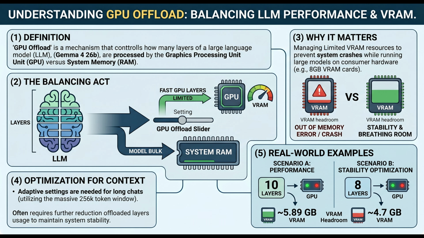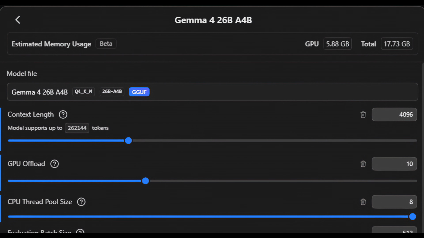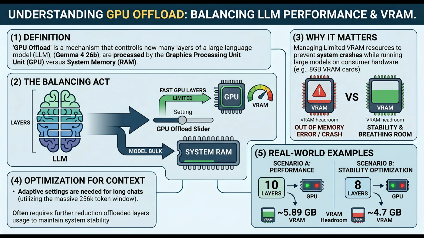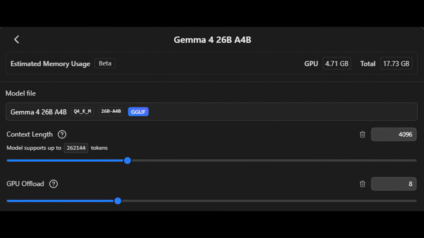By only offloading a few layers to the GPU, you leave enough VRAM breathing room so your system doesn't crash. The rest of the model's bulk simply spills over into your system RAM, creating the perfect balancing act. Here, I have selected 10 layers, and the estimated VRAM usage sits at 5.89 gigabytes. If you're going to use longer chats with a lot of responses to utilize that massive 256,000 context window, you might need to reduce the layers even further to give your system the breathing room it needs to avoid crashing. For instance, if you drop the number of layers down to 8, the estimated VRAM usage falls to 4.7 gigabytes.